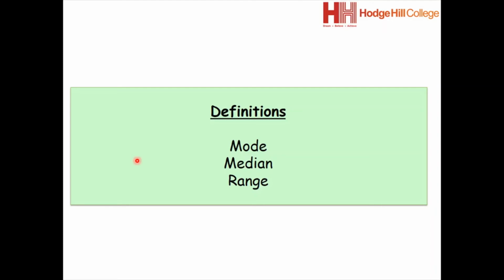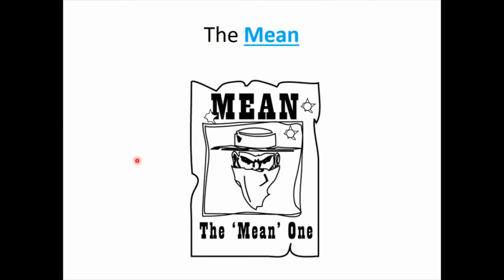There's one average we haven't talked about, which is the mean, and this picture describes it as the mean one, because that is the only one that you really need to do some maths in order to work out. So to work out the mean, you need to add together all of the data, all of the numbers you've got, and divide it by how many there are.